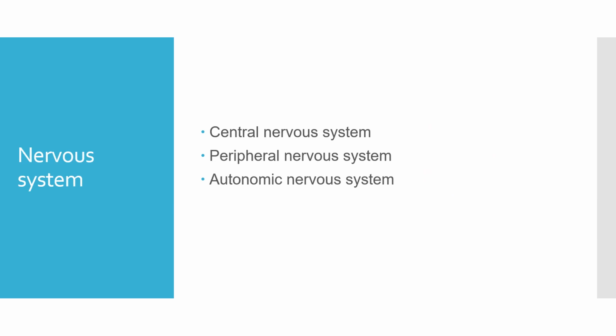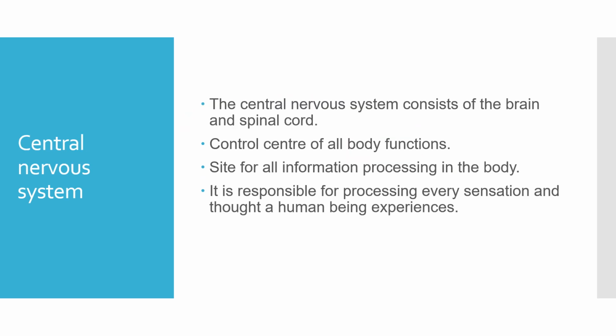Now first, what are the three different types of nervous system, or parts of the nervous system? That is the central nervous system, the peripheral nervous system and the autonomic nervous system. First we will put a stress on the central nervous system. What does the central nervous system consist of? It consists of the brain and the spinal cord, two important parts of the nervous system.